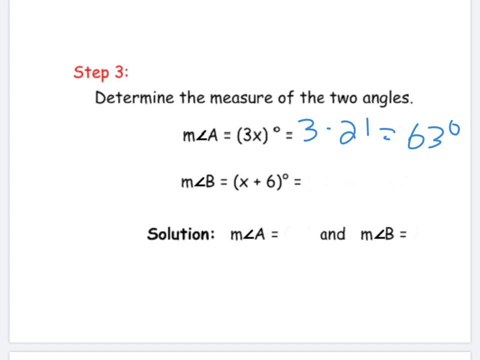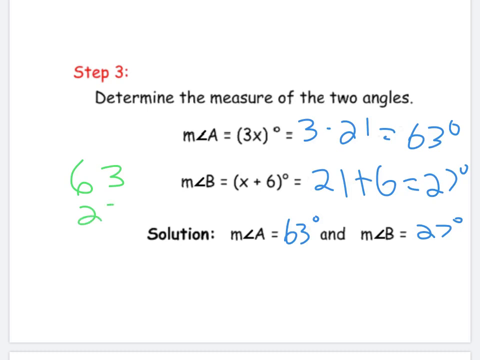I also know that the measure of angle B is x plus 6. So if I substitute it in here, I would have 21 plus 6, which gives me 27 degrees. So my answer then is the measure of angle A is 63 degrees, and the measure of angle B is 27 degrees. A very quick way to tell if I'm right, because these angles have to be complementary, I could take the answers that I get, 63 and 27, and I could add them together, and if I equal 90 degrees, as complementary angles do, then I would be correct.